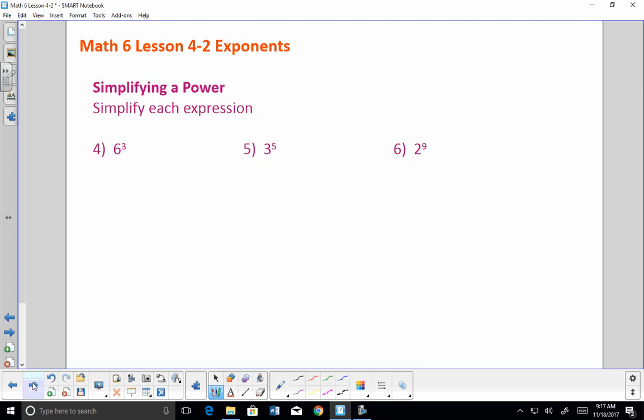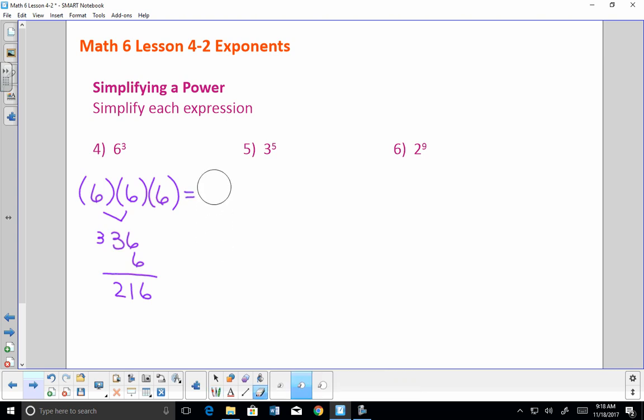Simplifying a power. When you simplify a power, that means you're going to multiply it out all the way, which means you have to remember that this 6 to the 3rd means 6 times 6 times 6. It does not mean 6 times 3. It means take 6 and multiply it by itself a total of 3 times. Well, I know that 6 times 6 is 36, so I simply need to take 36 and multiply it by 6. 6 times 6 is 36, 6 times 3 is 18, plus 3 is 21, so I have 216. So 6 times 6 times 6 is 216. Therefore, simplifying 6 to the 3rd is 216.